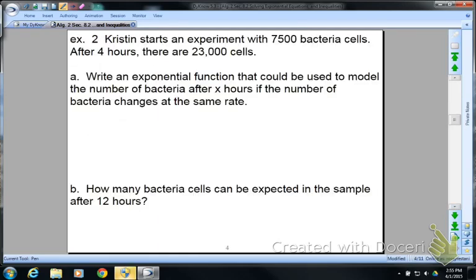You don't have to copy this entire problem down, just copy the very first sentence down, please.